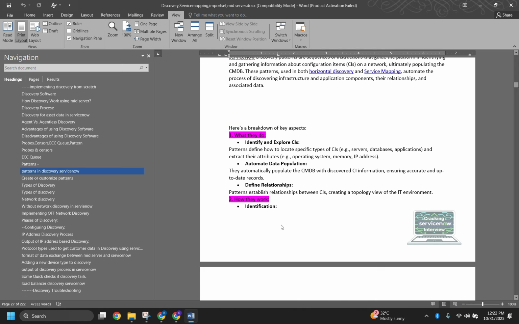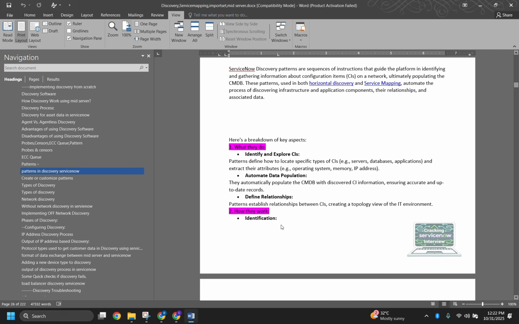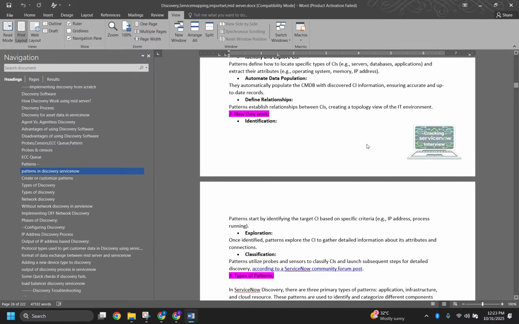When we say what they do, as I have already mentioned, a pattern identifies and explores all the details available in CIs in the systems, be it inside the server, database or applications. So it identifies and explores the CIs in a detailed manner. Along with that, the relationship is important. The pattern establishes relationships between the CIs, and it can create a view of the whole IT environment. Using patterns, we can get those details. And how they work: there is an identification, exploration, and classification phase.